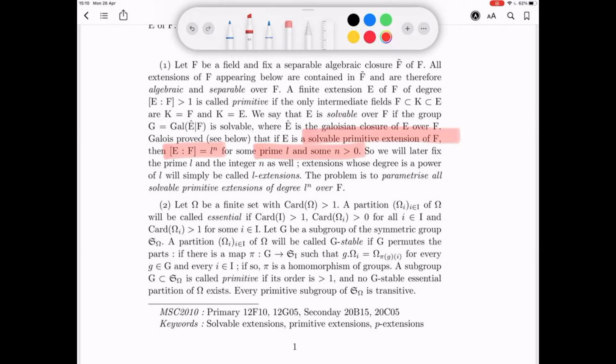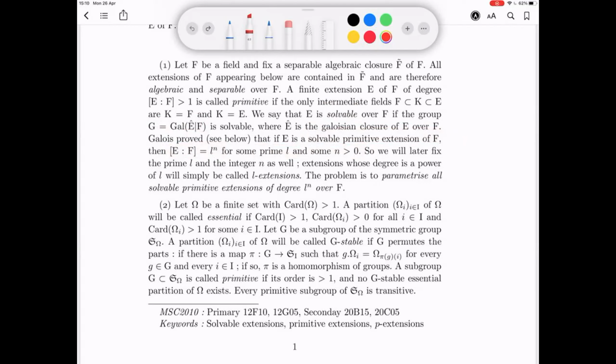But the second memoir is where he deals with primitive extensions. And he says that a primitive extension is solvable if and only, I mean, not if and only if, it's only in one direction. It says if a primitive extension is solvable, then its degree has to be the power of a prime. Okay, we will soon see a proof of this. So that is what is contained in the second memoir of Galois.